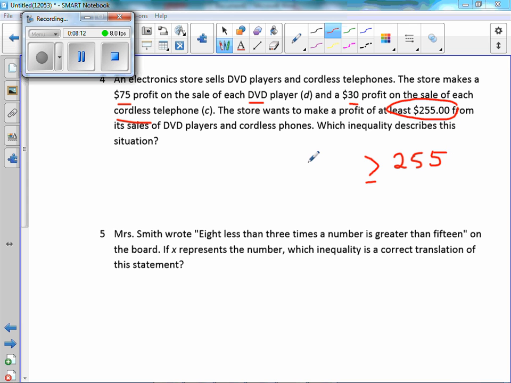So how are we going to come to get it? Are we going to add? The reason that number 4 is the correct answer is because you have to add the profits of the DVD player and the telephone. So something plus something is going to give you an amount, and it has to be greater than $255.